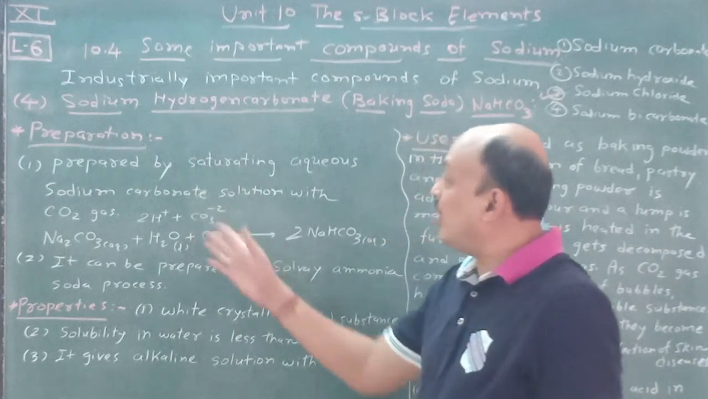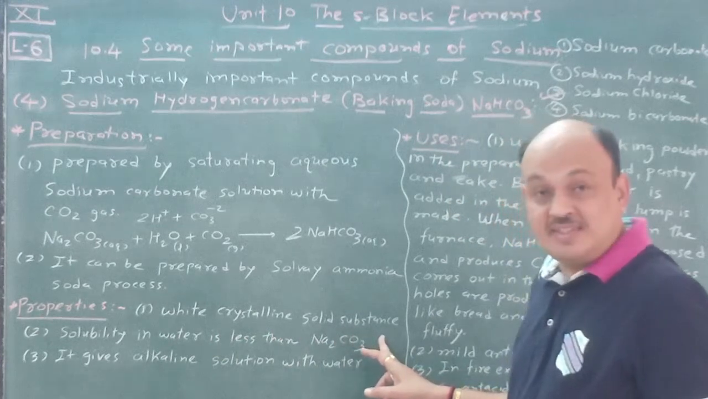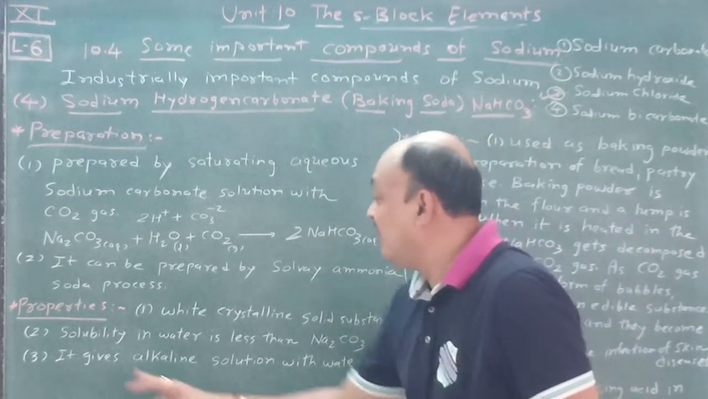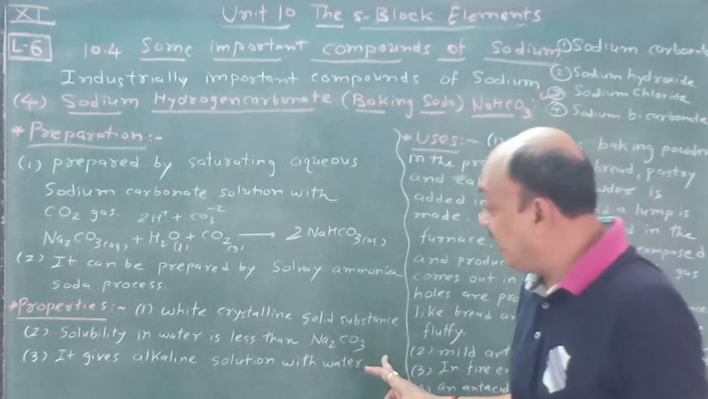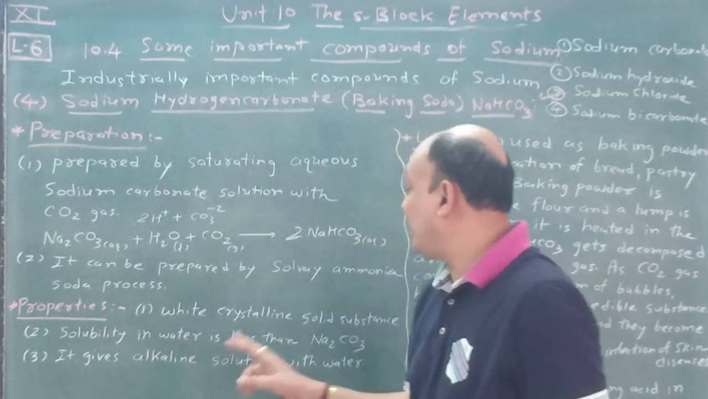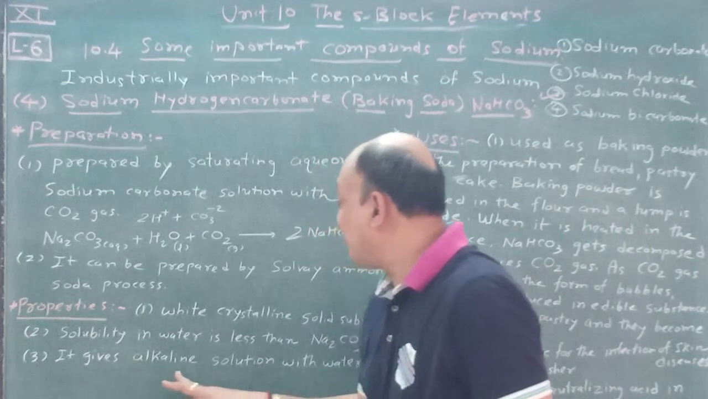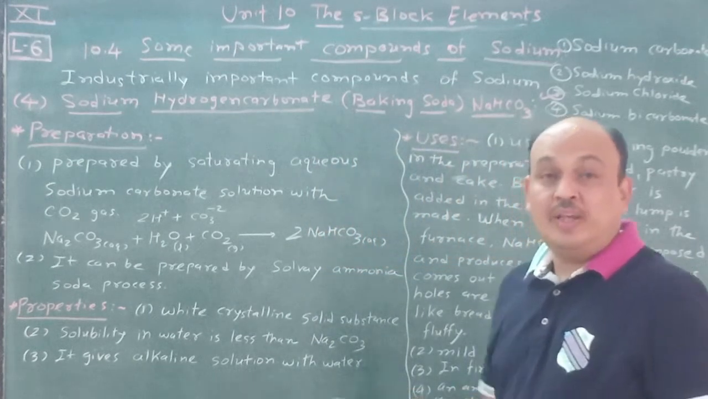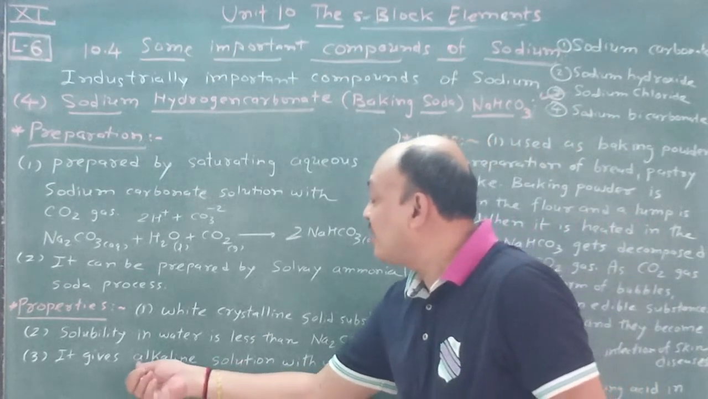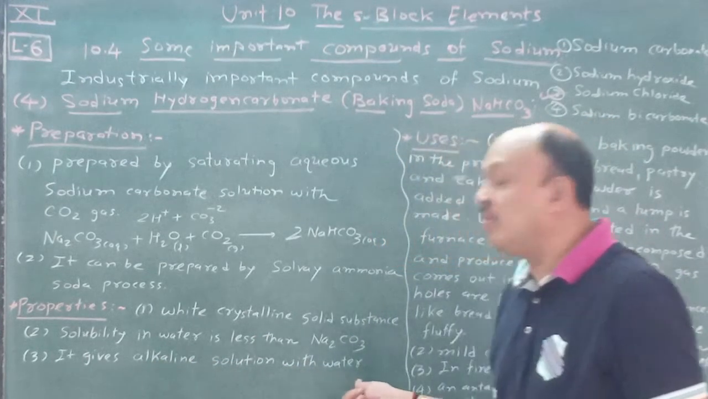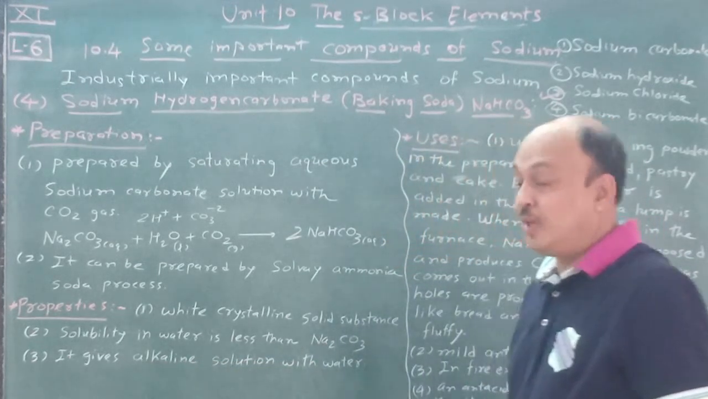Properties. So this is all about preparation. Properties: first, it is a white crystalline solid substance. Second, its solubility in water is less than that of Na2CO3. Third one, it gives an alkaline solution with water. When NaHCO3 is dissolved in water, it releases OH minus here. So it gives an alkaline solution with water. It's a very simple example.